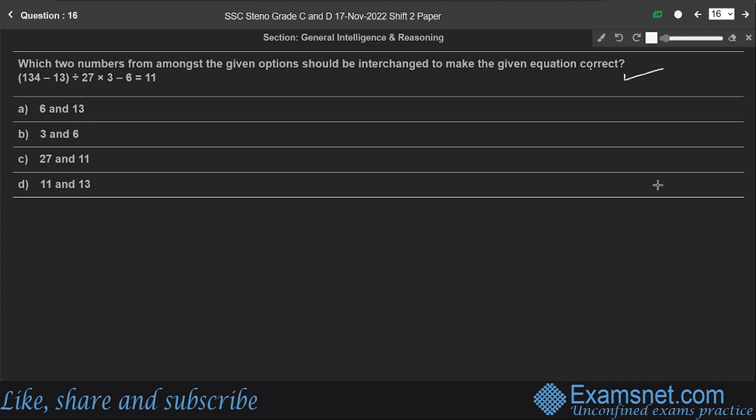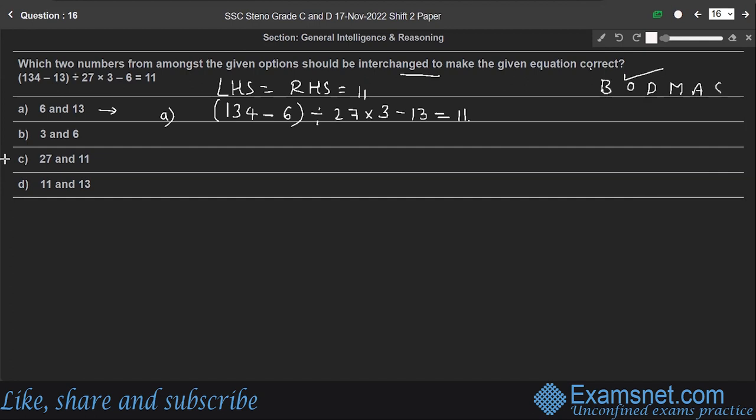Question number 16. Which two numbers from amongst the given options should be interchanged to make the given equation correct? To make the given equation correct means the left hand side should be equal to the right hand side, which is 11. According to option A, if we interchange 6 and 13, the equation becomes 134 minus 6, divided by 27 into 3 minus 13, should be equal to 11. While solving any mathematical expression, we should follow the BODMAS rule.